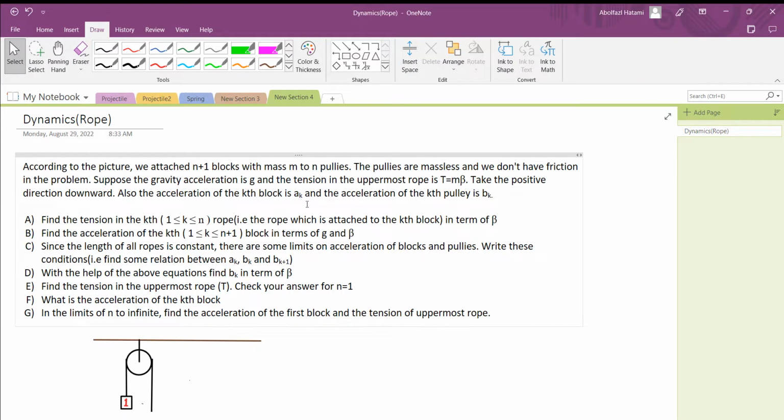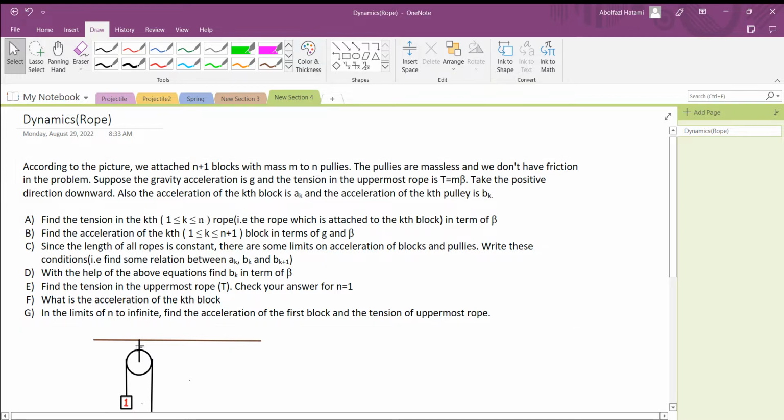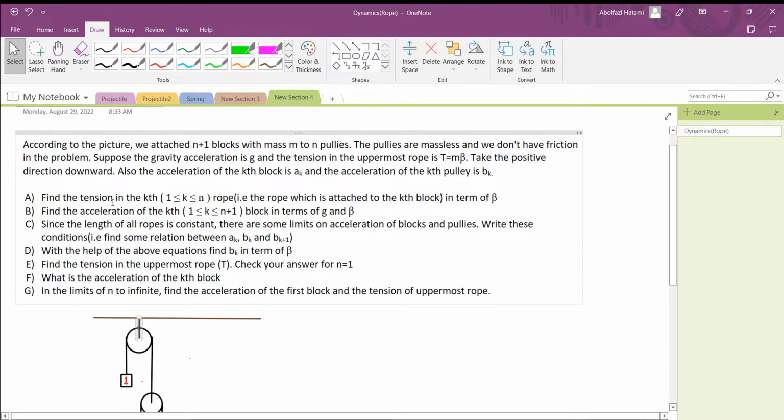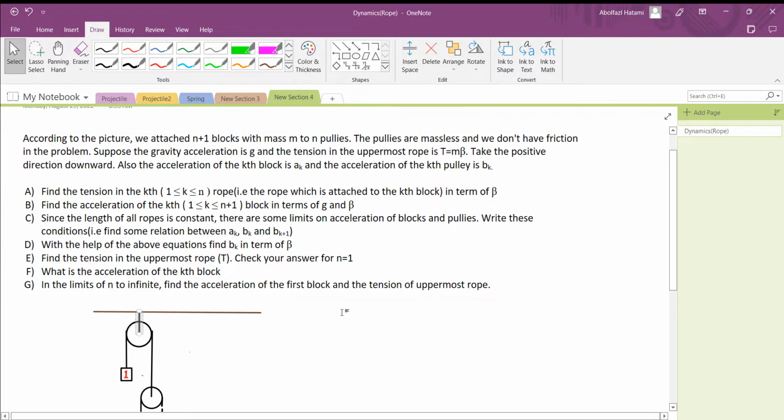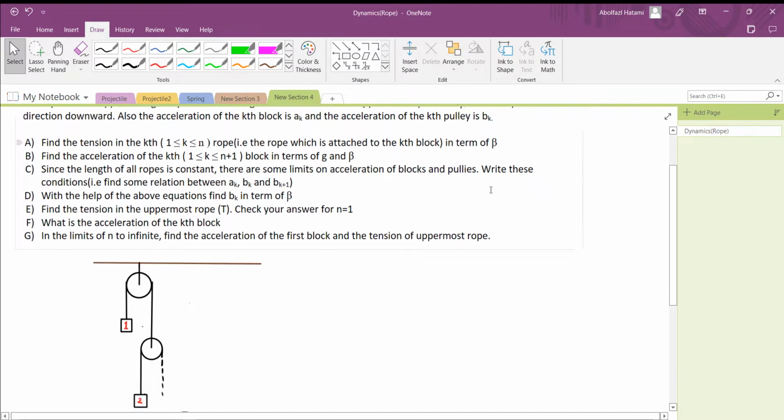Suppose the gravity acceleration is g and the tension in the uppermost rope, I mean in this rope, is m beta. Take the positive direction downward. Also the acceleration of the kth block is ak and the acceleration of the kth pulley is bk. Part A of the question wants us to find the tension in the kth rope. What is the kth rope? It is the rope which is attached to the kth block, in terms of beta.